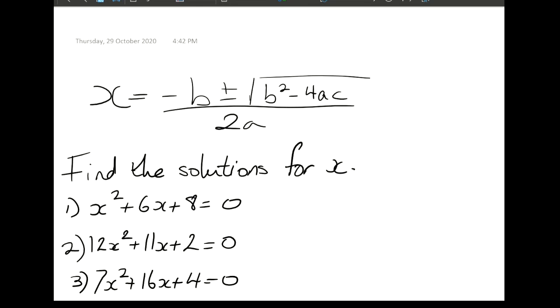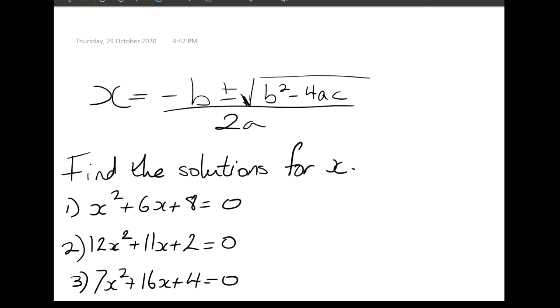So this is the quadratic formula: x is equal to minus b plus or minus the square root of b squared minus 4ac, and all of that is divided by 2a. Using this formula, we want to find the solutions for x.